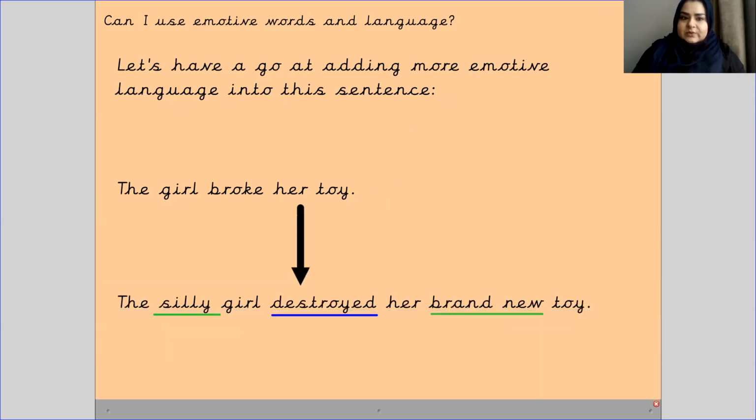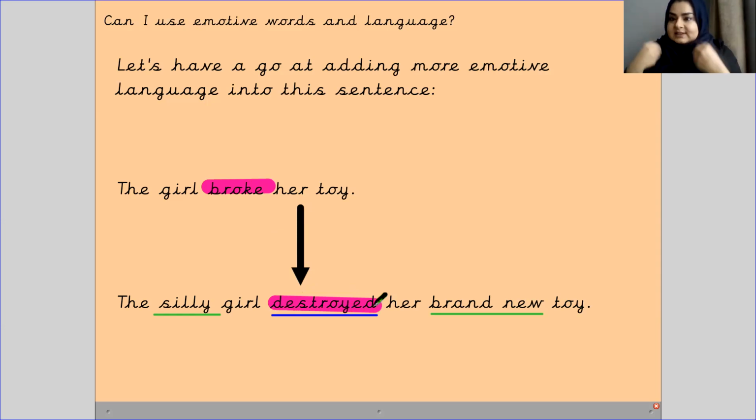Okay, fantastic. So it says the girl broke her toy, and then I've changed it into this sentence, which says the silly girl destroyed her brand new toy. So now it says broke. I've changed broke to destroyed because broke is a doing word that is something that you've done. Okay, but broke doesn't have an emotion behind it. It doesn't have a feeling behind it, whereas destroyed does. Because if you destroyed something, you'll feel very unhappy about it. Then the girl's been described as silly and then brand new toy.